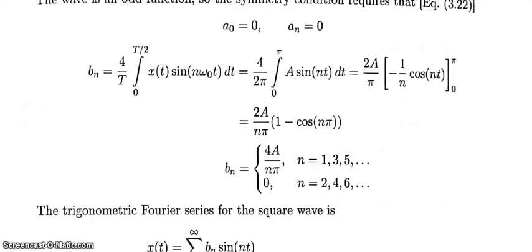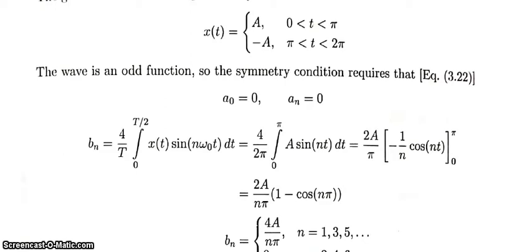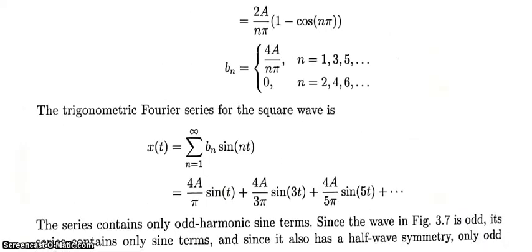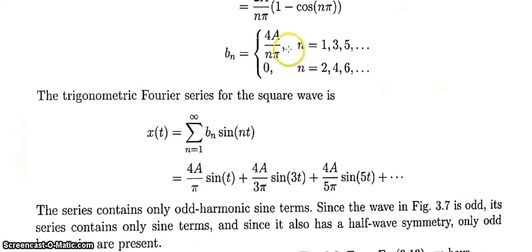We have evaluated the coefficients: a0 and an values were 0 because the given function is an odd function, and the bn expression we have obtained is 4A by n pi only for odd values of n, and the bn coefficient is 0 for even values of n.